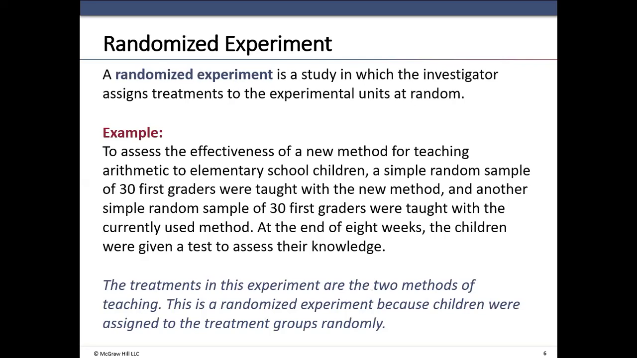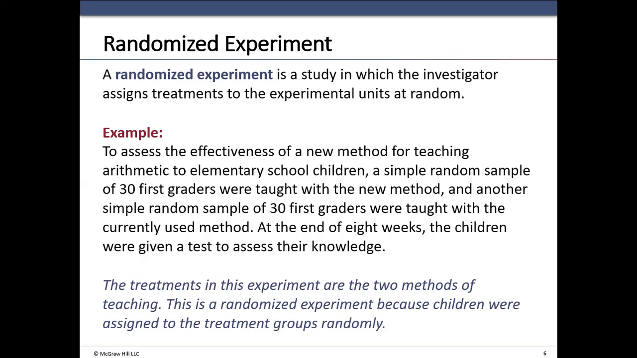What is a randomized experiment? It is a study in which the investigator assigns treatments to experimental units at random. To assess the effectiveness of a new method for teaching arithmetic to elementary school children, a simple random sample of 30 first graders were taught with the new method, and another simple random sample of 30 first graders were taught with the currently used method. At the end of each week, the children were given a test to assess their knowledge.